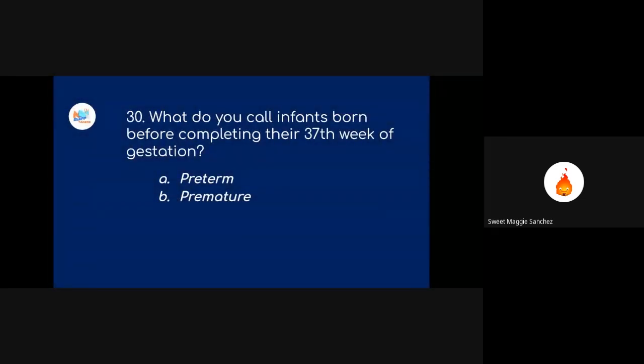Question 30. So, what do you call infants born before completing their 37th week of gestation? So, the correct term is both, no? Preterm and premature. So, usually, preterm yung popular terminology. Pero premature is also accepted. No? Parang they were born before their 40th week.